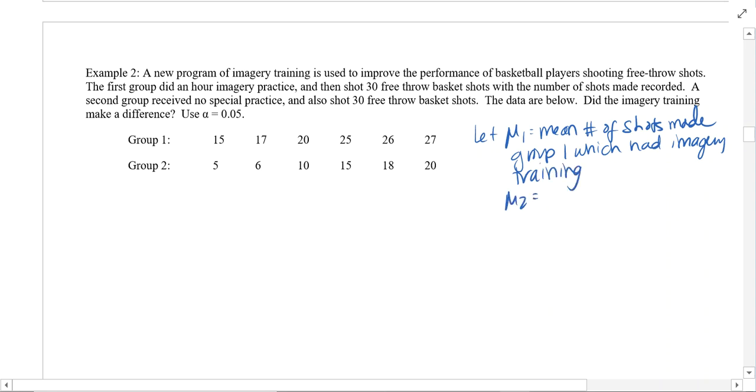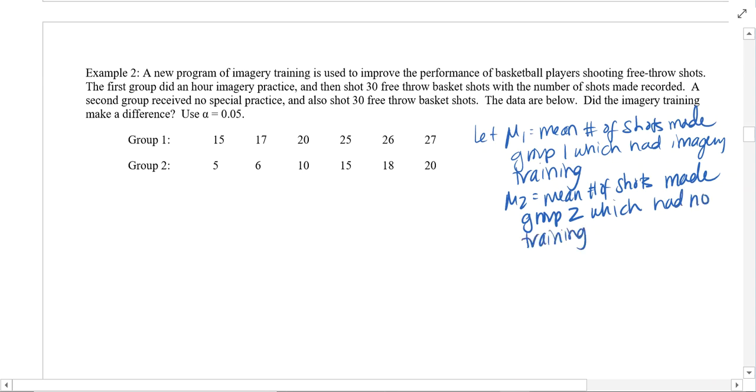And let mu2 equal the mean number of shots made for group 2, which had no training.